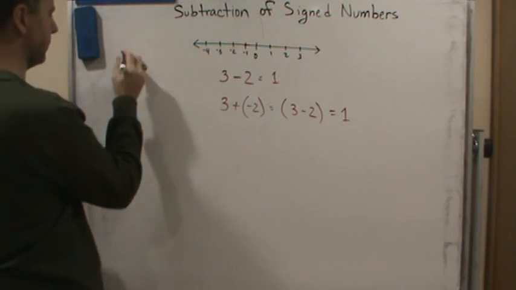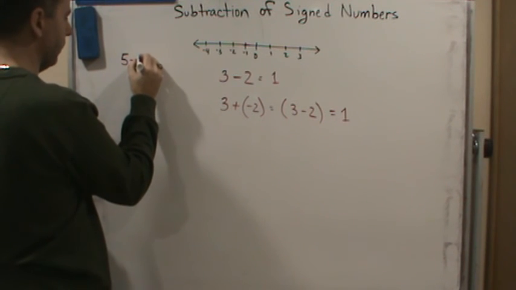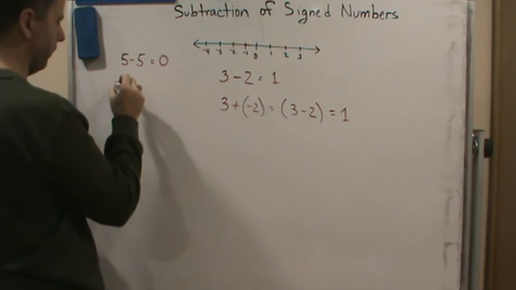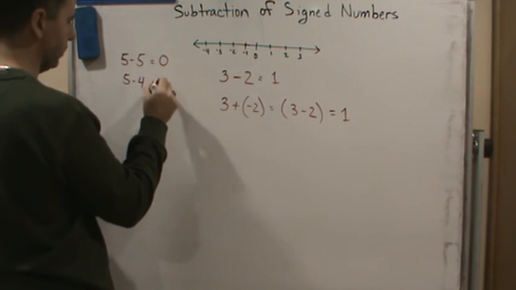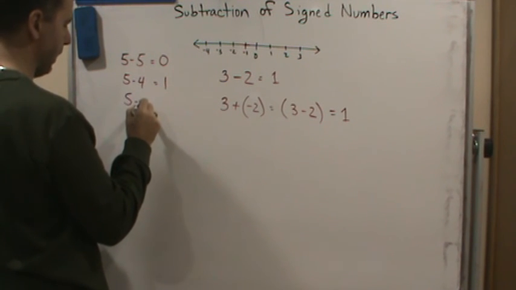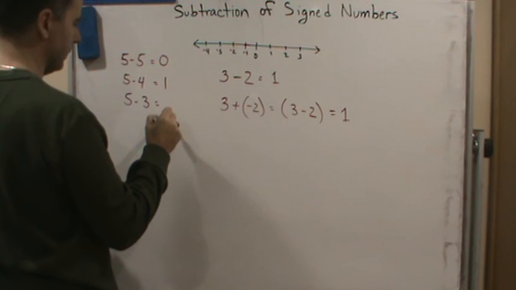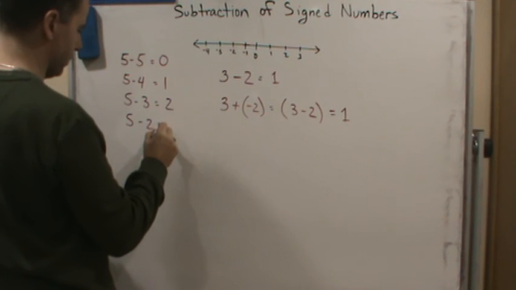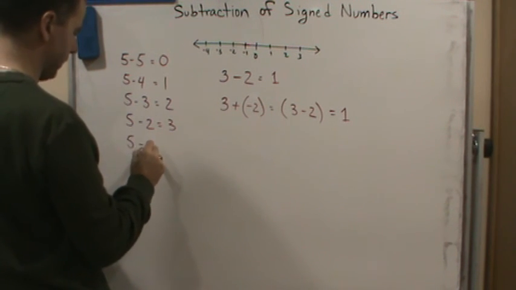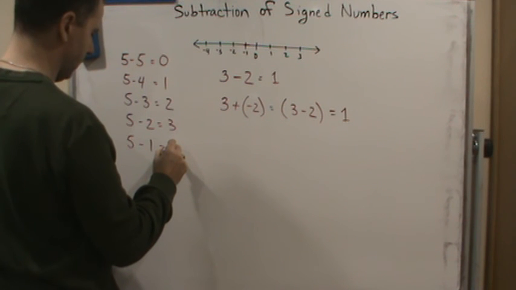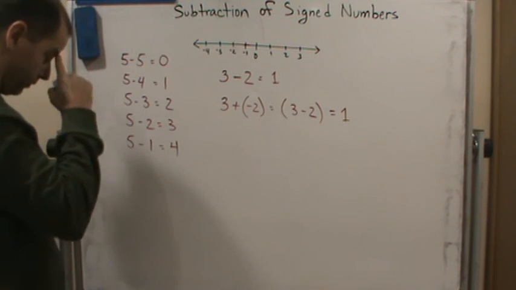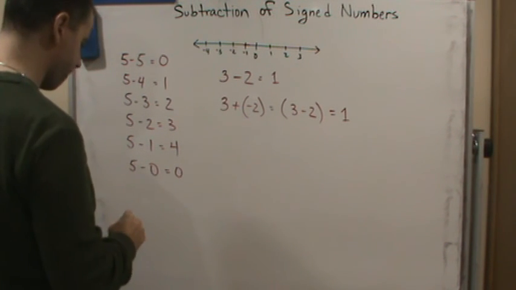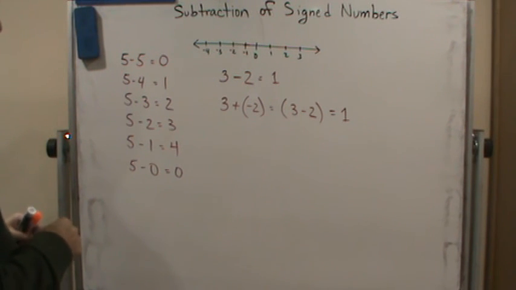So let's say we have this. We know 5 minus 5 is equal to 0. 5 minus 4 is equal to 1. 5 minus 3 is equal to 2, right? And then 5 minus 2 is equal to 3. 5 minus 1 is equal to 4, right? And then 5 minus 0 is equal to 5. Okay, let's stop there for a moment.